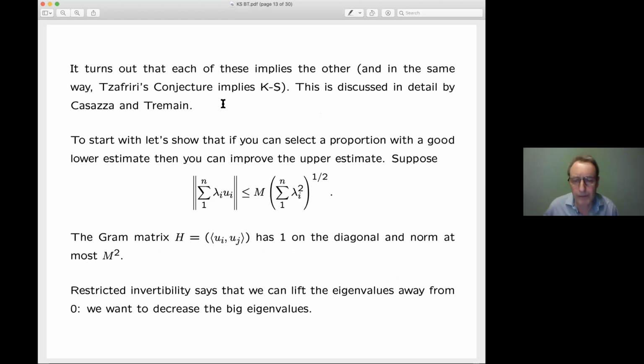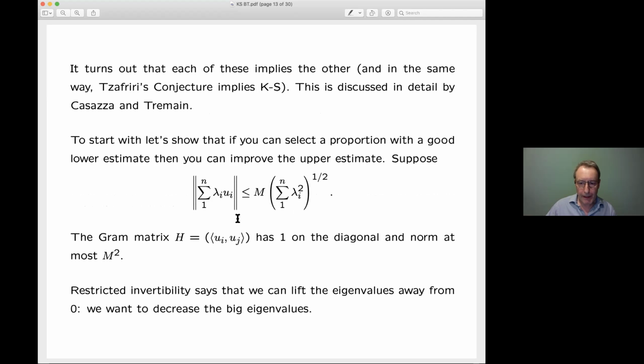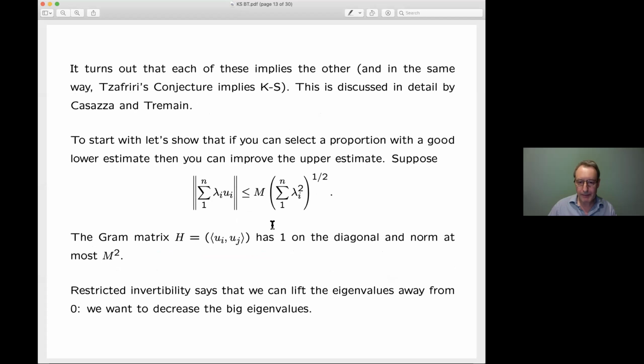And I'll sort of approach it a little bit slowly. So to start with, I'm going to show that if you've got theorem 6, if you've got this ability to select a proportion on which you have a lower estimate, then you can actually improve the upper estimate. So you're given a set with an upper estimate, and suppose you know this theorem, then what I claim is you can actually use this theorem to improve the upper estimate for this or any set of vectors. It doesn't really matter. Any set of vectors satisfying such an upper estimate, you can improve the upper estimate by applying this theorem. Okay, that's the first thing I'm going to show.